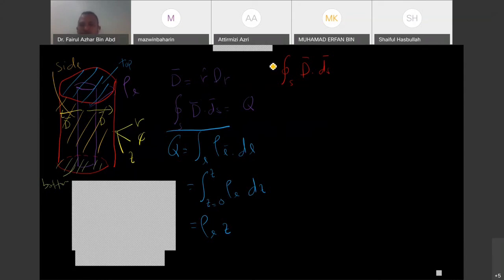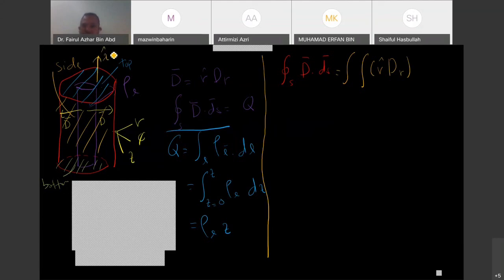So in order to solve it, let's derive one by one. Because we deal with the surface integration, we need to perform double integration. So the vector D is equal to D_r r cap. Let's consider the top surface first. On the top surface, the area is in the z cap direction, so the vector dS is represented by z cap, and the parameters that change are r and phi, so we have r d phi dr.